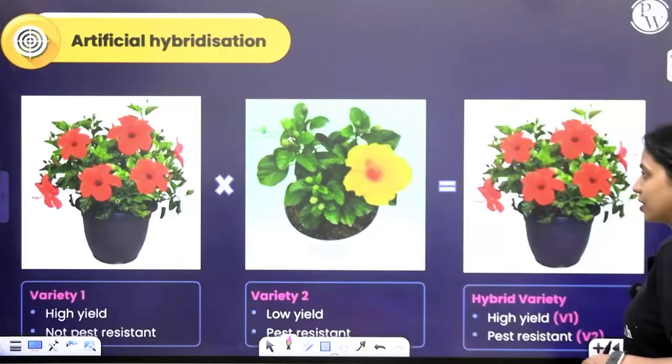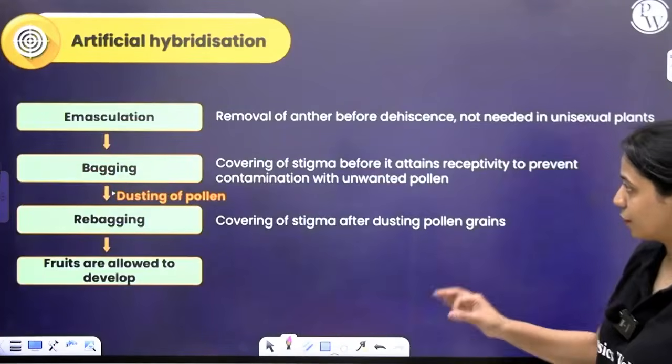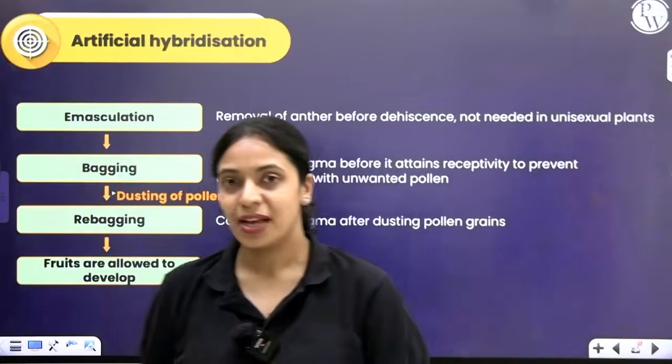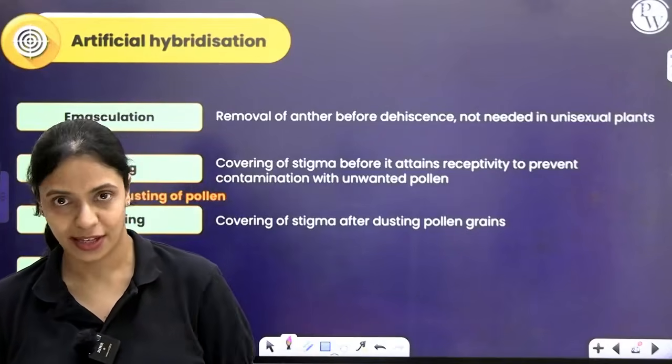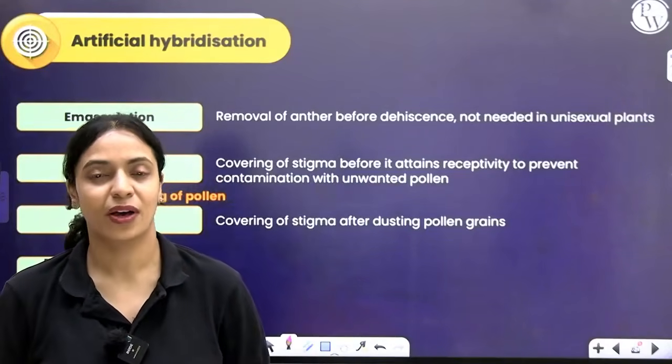So what are the different steps that we took here? Firstly, emasculation, and emasculation is done only if it is a bisexual flower. If it is a unisexual flower, there is no need obviously.